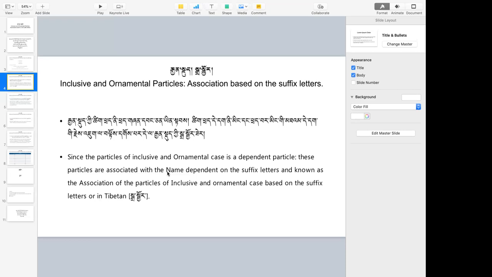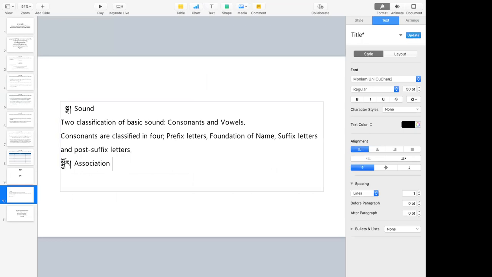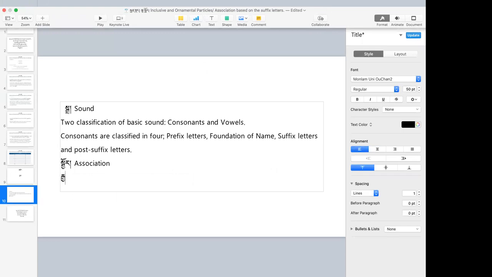So this is called Dorje. And in this case, it's particularly Dorje of the inclusive and ornamental particles. So therefore, gendu. So we use the word gendu. Gendu ki Dorje. We can say gendu ki Dorje. So this is the association of the particles of inclusive and ornamental case based on suffix letters.